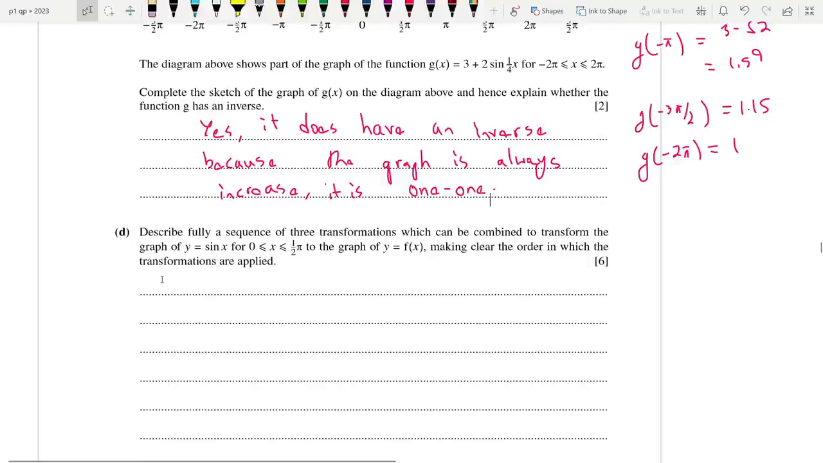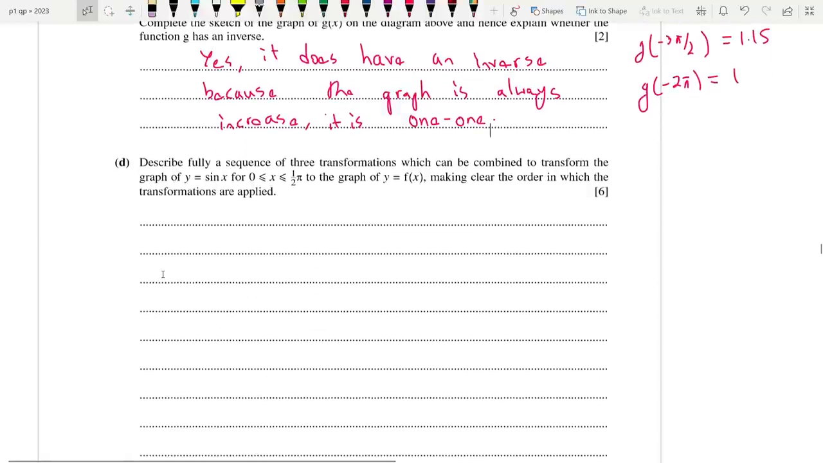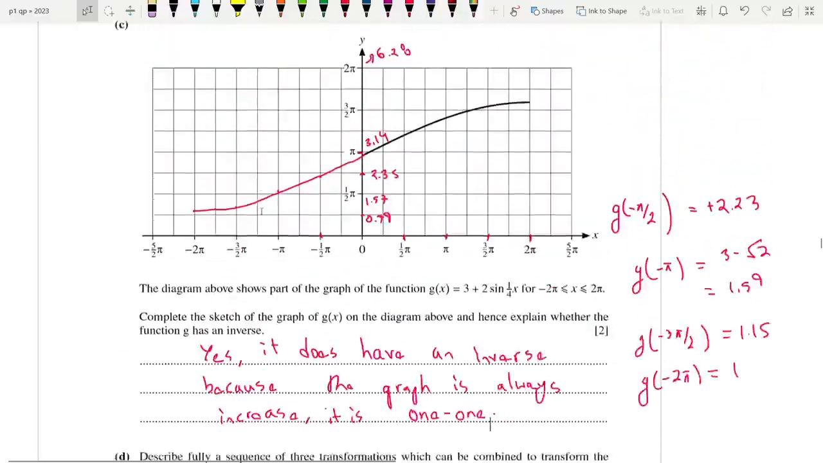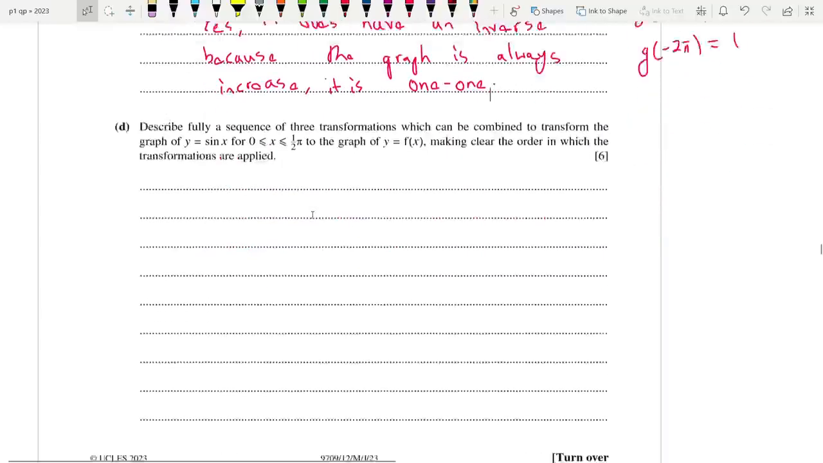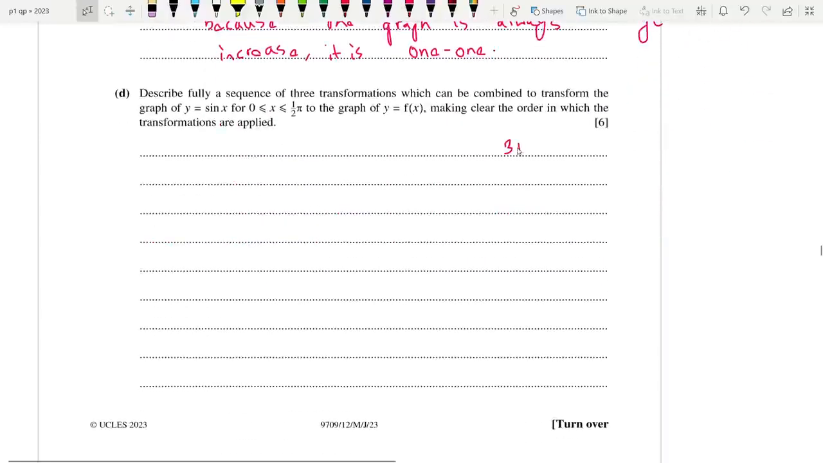Describe a sequence of three transformations which can be combined to transform y is equal to sine x to the graph of y is equal to f(x), making clear the order in which they are applied. So what is y is equal to f(x)? It is 3 plus 2 sine 1 by 4x. So we are turning y is equal to sine x into this. Okay. So 6 marks, step by step.